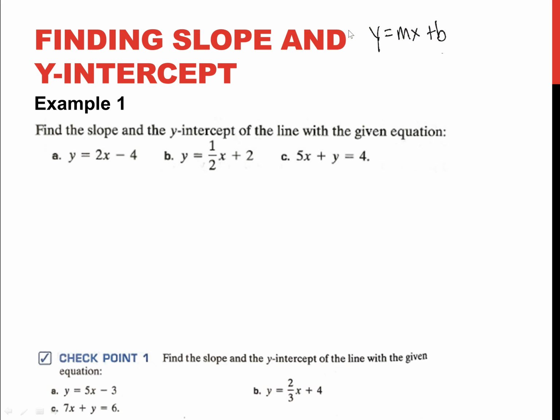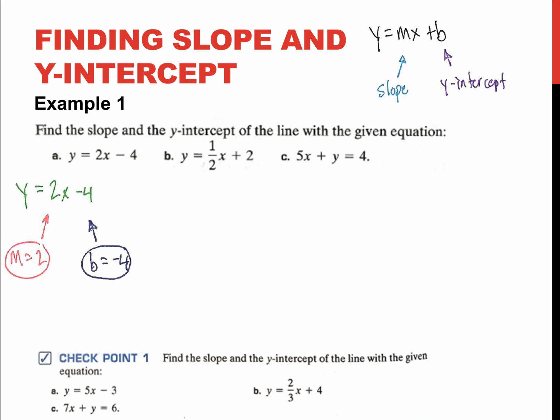Oh, we're going to reach all the way back and remember this from elementary and middle school. So this equation, as it's written, if it's solved like this, the m is my slope and the b is my y-intercept. So let's take a look. For my first example A, it's already solved for me. My slope is 2 and my y-intercept is -4. I think b might be the same way. It's already y equals, so the slope is 1/2 and the y-intercept is 2.